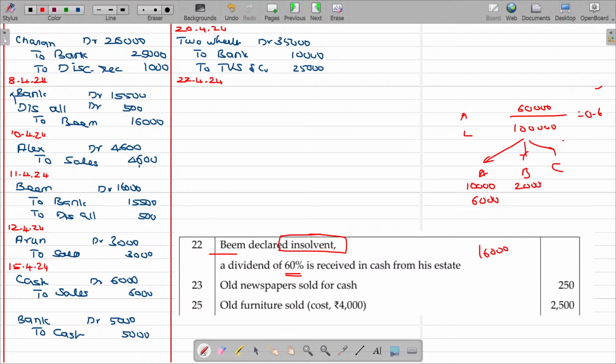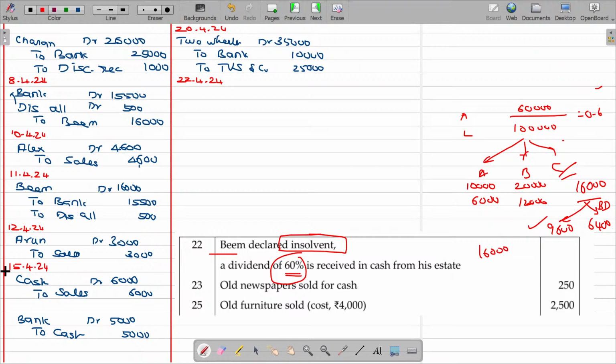B might have given 20,000 rupees. He will be getting 12,000 rupees. In proportion to the amount payable, the third parties will get the amount available by selling the asset. Similarly, in this case, B became insolvent, for whom 16,000 rupees is due and he has to pay me 16,000 rupees. Court says he is capable of paying only 60 paise in a rupee. It means 9,600 is recoverable. Balance non-recoverable 6,400. The non-recoverable part in the hands of the recipient is bad debt. In the hands of the payer, in Beam's account, it is named as deficiency. For him, it's a bad debt. In his book, he will record that as deficiency.